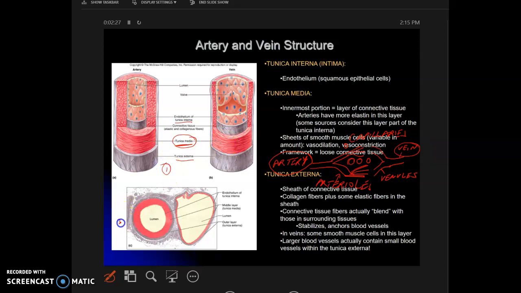Second difference, look at the lumen. Lumen is hole. The hole through which the blood is going to pass. The lumen of an artery is going to be smaller. The lumen of a vein is going to be bigger. Do you see this? What's the third difference? We already talked about that. Artery will carry the blood to the tissues, right? To the tissues. In fact, let me redraw this for you.